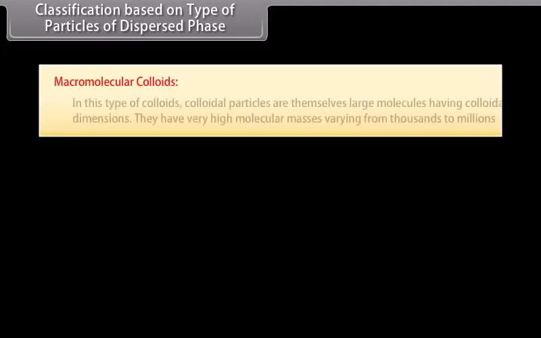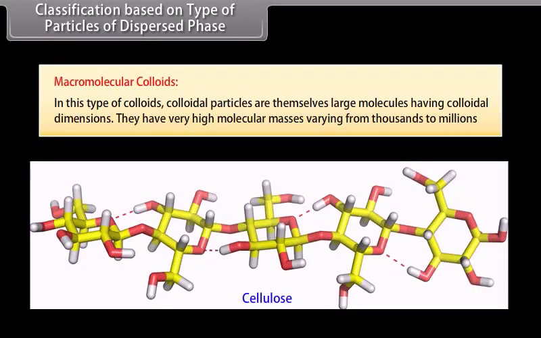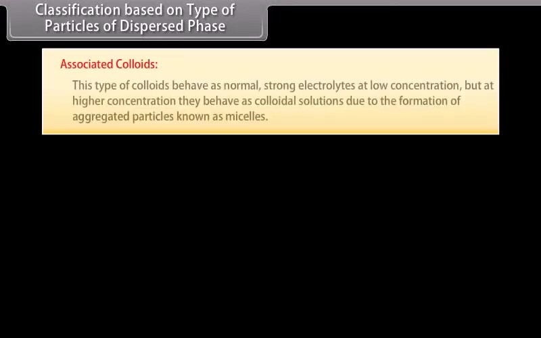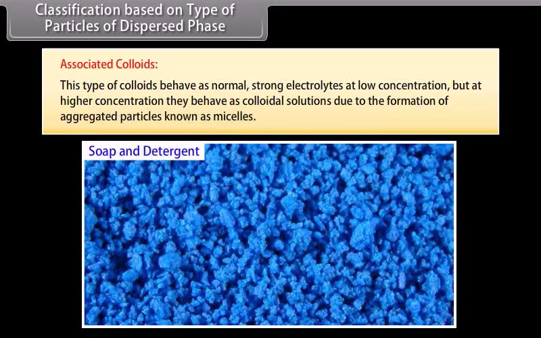Macromolecular colloids. In this type of colloids, colloidal particles are themselves large molecules having colloidal dimensions. They have very high molecular masses, varying from thousands to millions. For example, proteins, cellulose, nylon, and plastic. Associated colloids. This type of colloids behave as normal, strong electrolytes at low concentration, but at higher concentration, they behave as colloidal solutions due to the formation of aggregated particles known as micelles. For example, soaps and detergents.